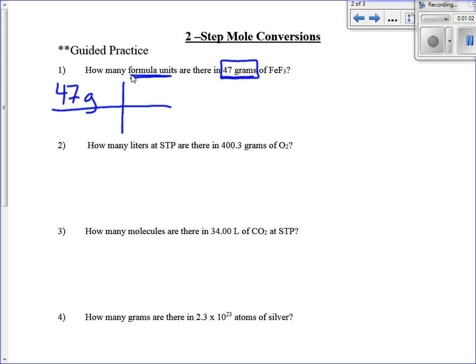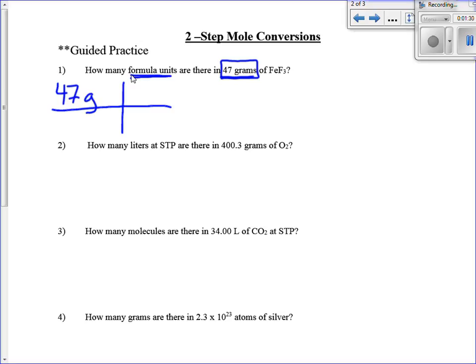Now what's our next step? We can't go directly from grams to formula units. Where can we go from grams if we're looking at our molar mass map here? What's connected to the grams? Who's in the center here? Moles. So we're going to make a pit stop at the moles first before we move on to formula units. Formula units is over here in the representative particle category.